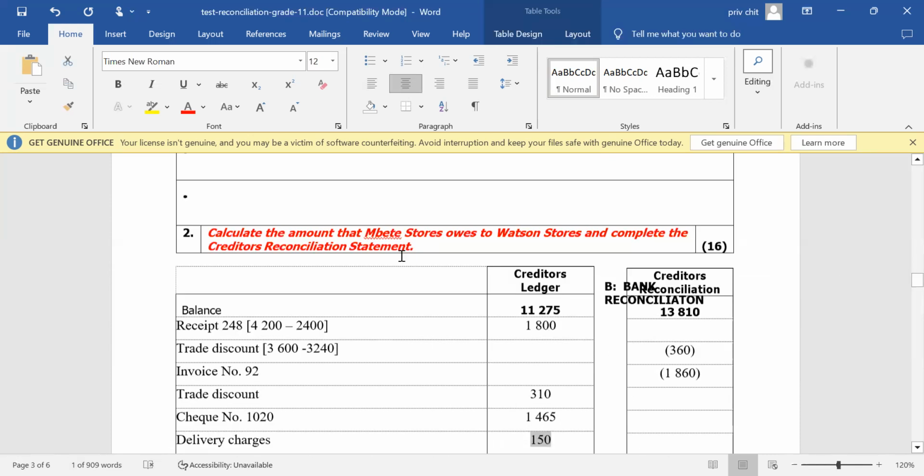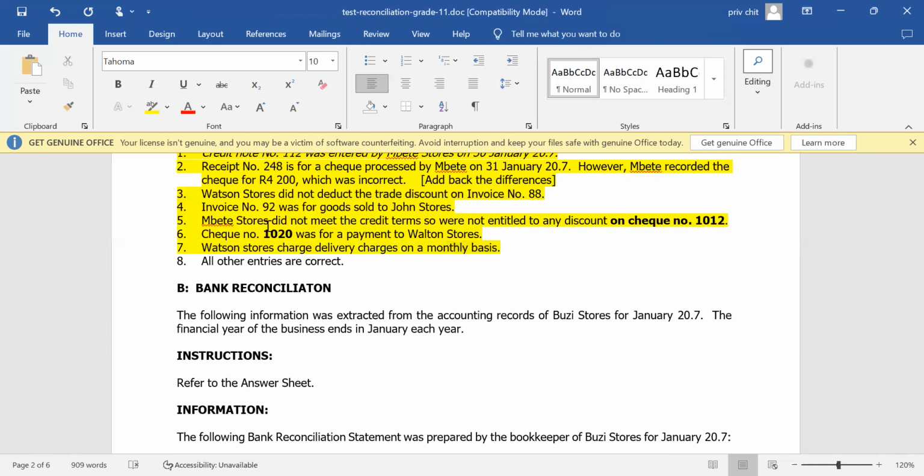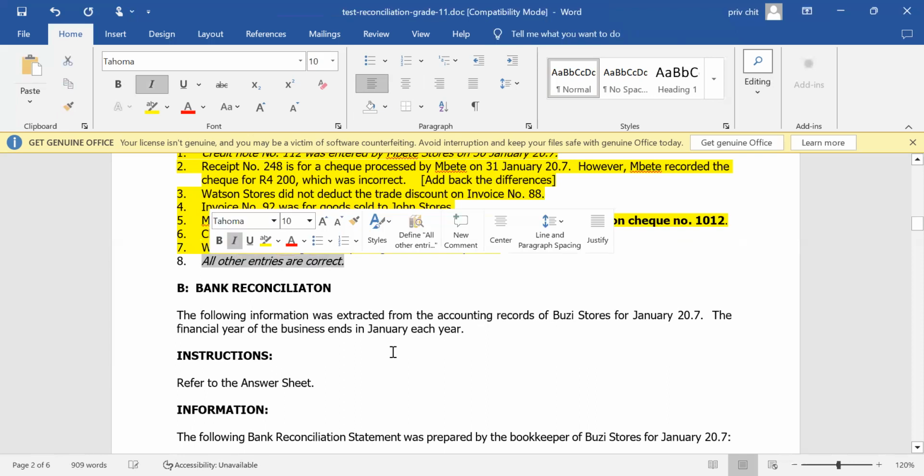Okay. Simple, right? Yes. Now it's simplified. Now you are confident, right? Yes. And then I remember hearing about this one. All other entries are correct, meaning we just copy the ones that we did not correct, which are already there.